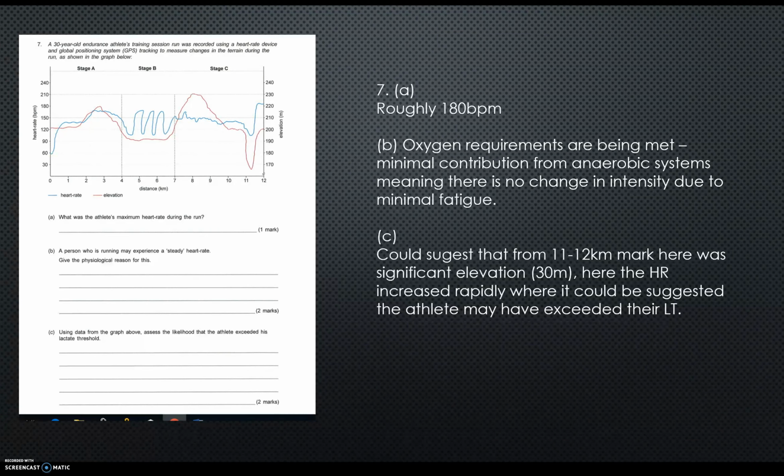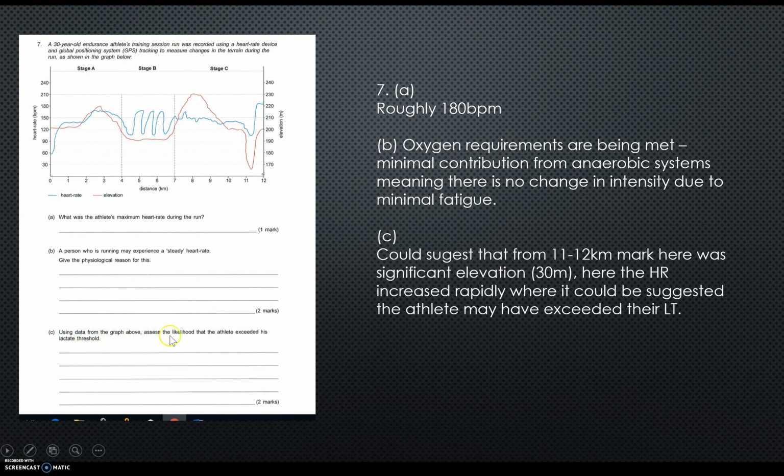If we're looking here at this question, we have the elevation in the red and the heart rate in the blue. We can see here that the maximum heart rate probably comes up to about here, which is about 180 beats per minute. The person who's running this may experience steady state. Again, we're talking about this idea of a steady state we talked about earlier, where oxygen requirements are being met.